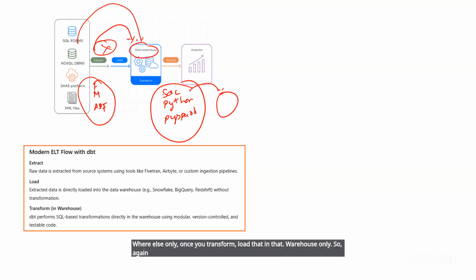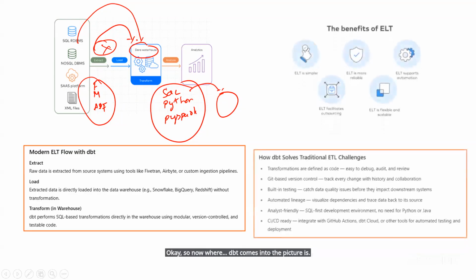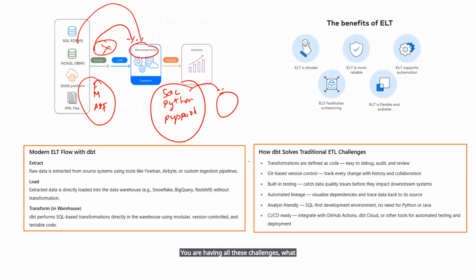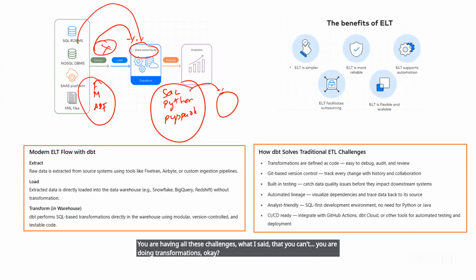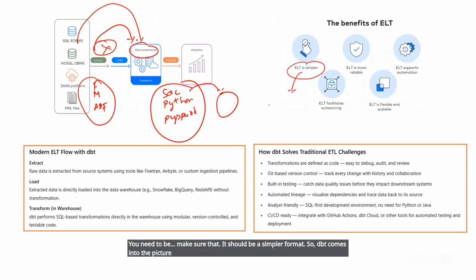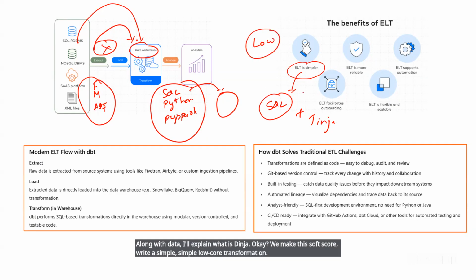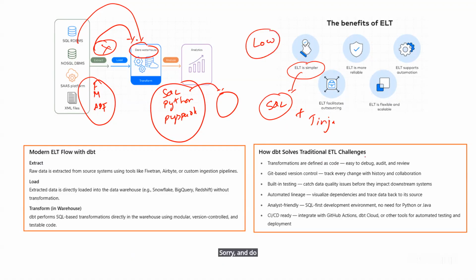So again, you no need to worry, and the debugging part, everything is much easier because everything is there in one single place. Okay, so now where DBT comes into the picture is you are having all these challenges with transformations. You need to make sure that it should be a simpler format. So DBT comes into the picture, where we just make use of SQL code along with Jinja. I'll explain what is Jinja. We write simple low-code transformations, which are very easy to debug, review, and audit.